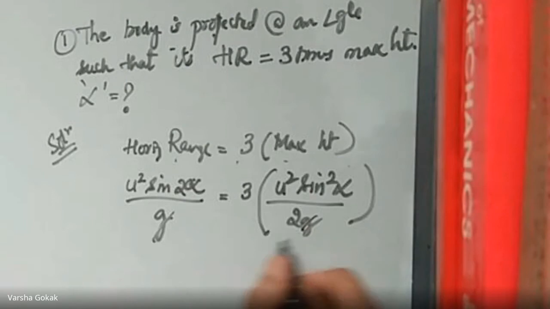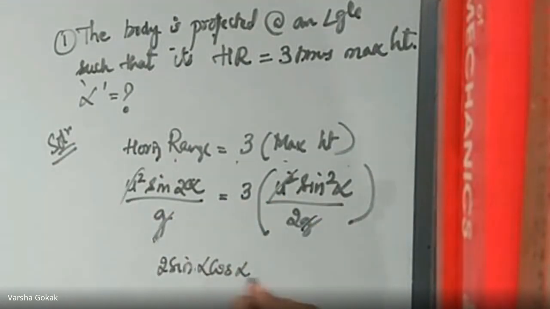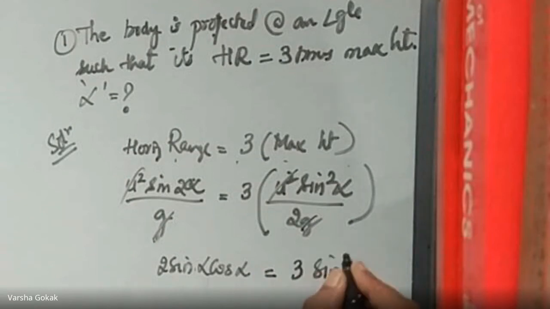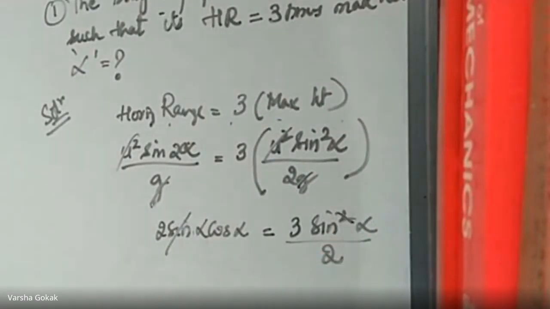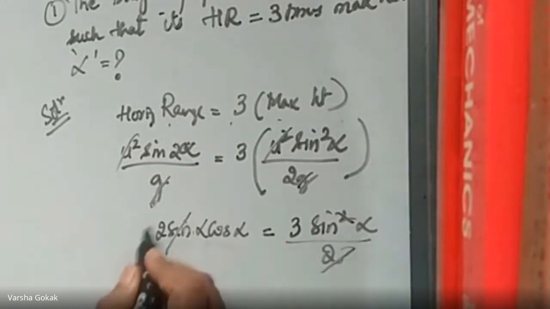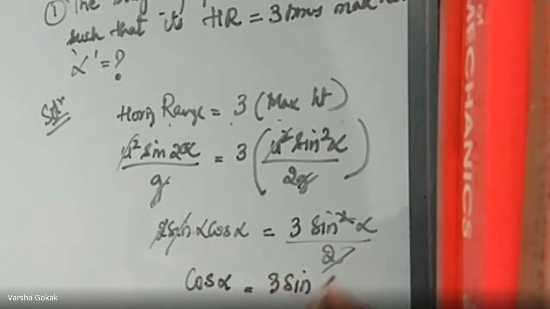G is gone, correct? And the sine 2 alpha, I can write it as 2 sine alpha cos alpha. Okay? u square also is gone, cancel that also. This is equal to 3 times sine square alpha divided by 2. The 2 will be remaining. So this sine will go with one of the sines. And what else is remaining in this now? 2 has also gone. This 2 can go with this 2. So this is cos alpha equal to 3 sine alpha.